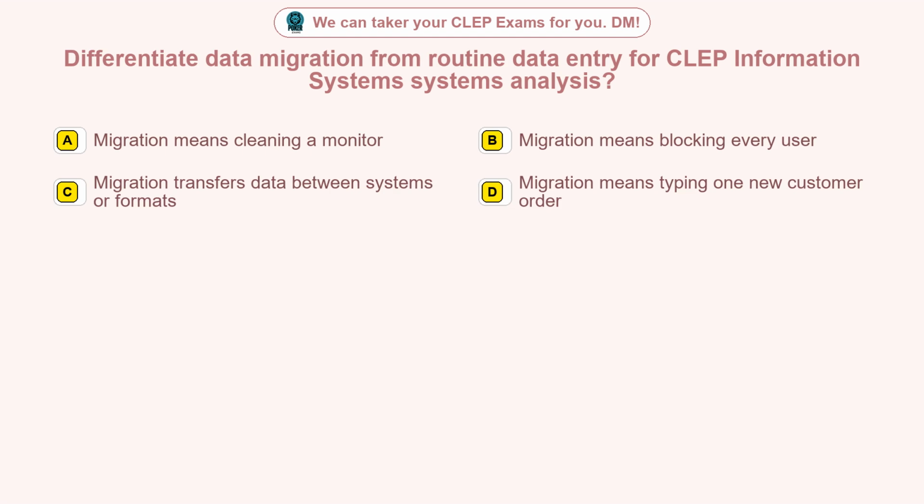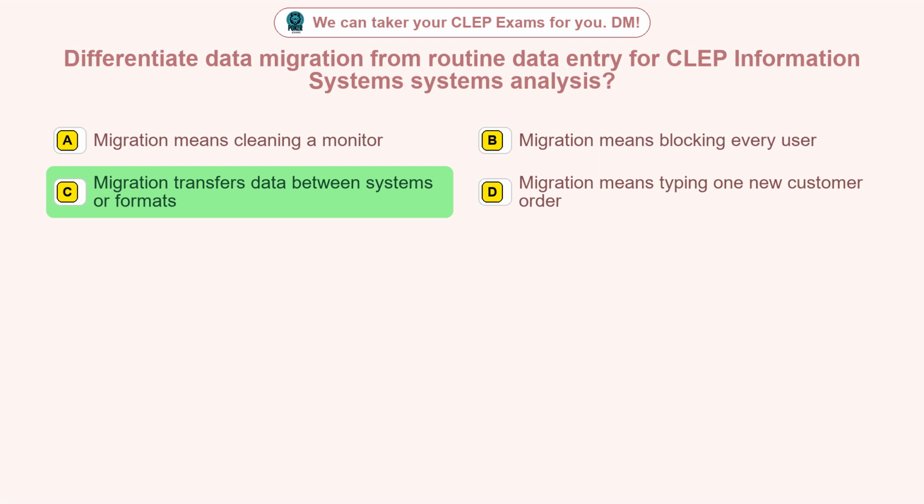Question 88. Differentiate data migration from routine data entry for CLEP Information Systems analysis. Option A. Migration means cleaning a monitor. Option B. Migration means blocking every user. Option C. Migration transfers data between systems or formats. Option D. Migration means typing one new customer order. The correct answer is option C.